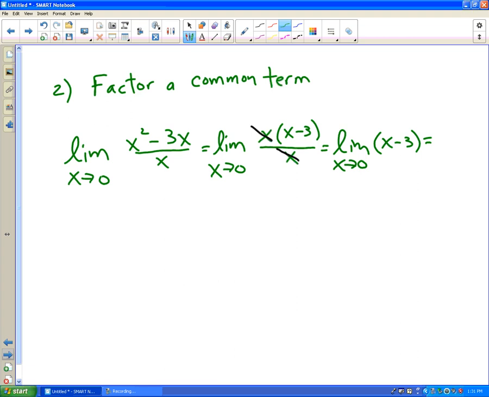And so calculating the limit of x squared minus 3x over x is the same as calculating the limit of x minus 3 as x approaches 0. And that limit would turn out to be, Gabby? Good.